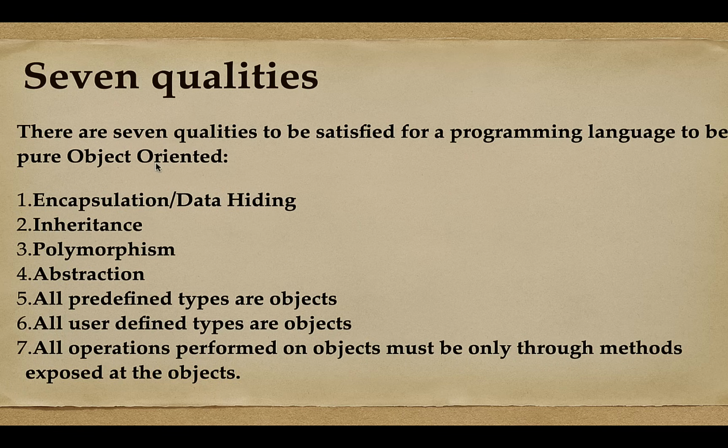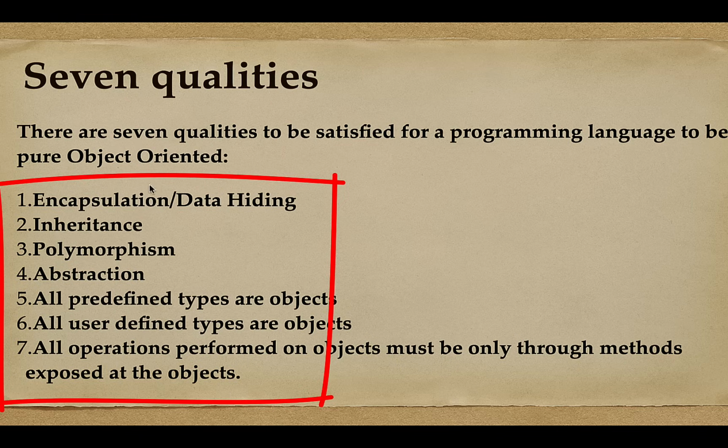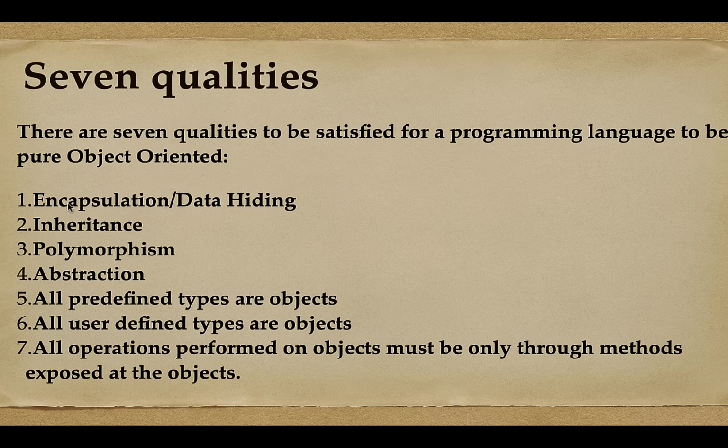Well, look at here, these are the 7 qualities. Whenever we say a programming language is a purely object-oriented programming language, then that programming language should satisfy these 7 qualities: encapsulation or data hiding, inheritance, polymorphism, abstraction, all the predefined data types are objects in that programming language, all the user-defined types are objects in that programming language, and all the operations or methods performed on the objects must be only through methods exposed at the objects.